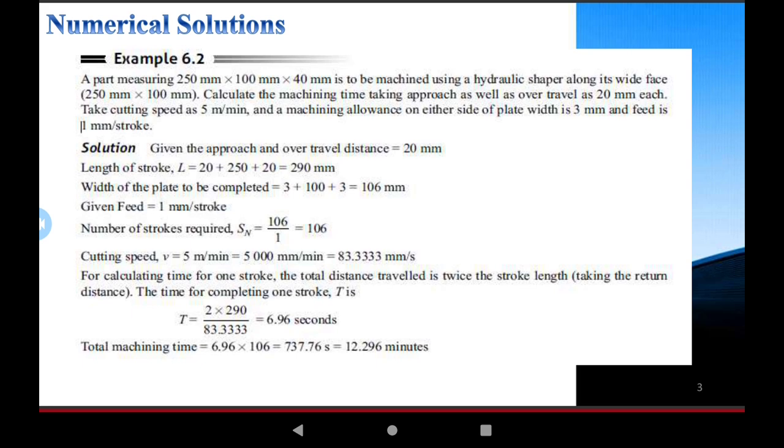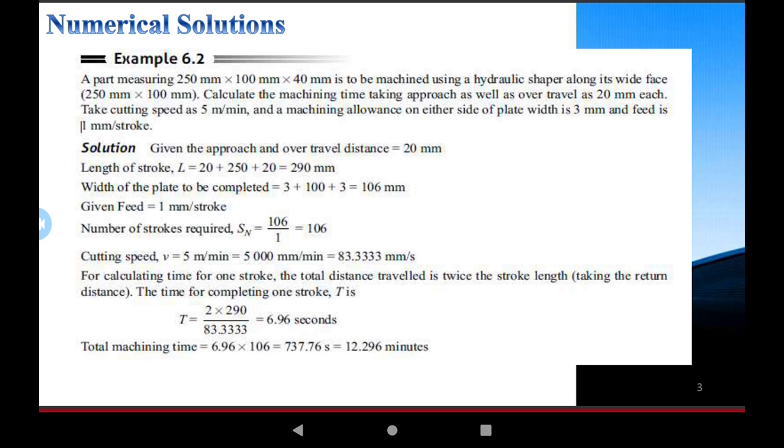Consider the approach and over-travel distance of the tool as 20 mm, and the cut for the metal of the workpiece as 250 mm. The total stock length L is the travel of the tool 20 mm plus 250 mm plus 20 mm. The total length of the stock is 290 mm.